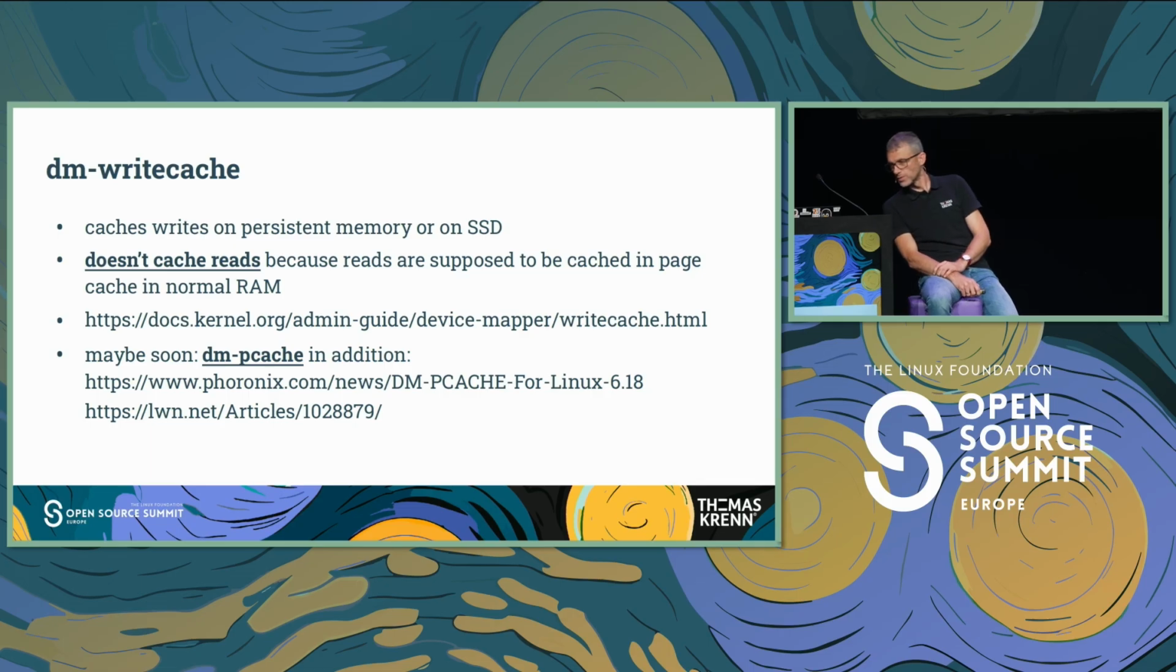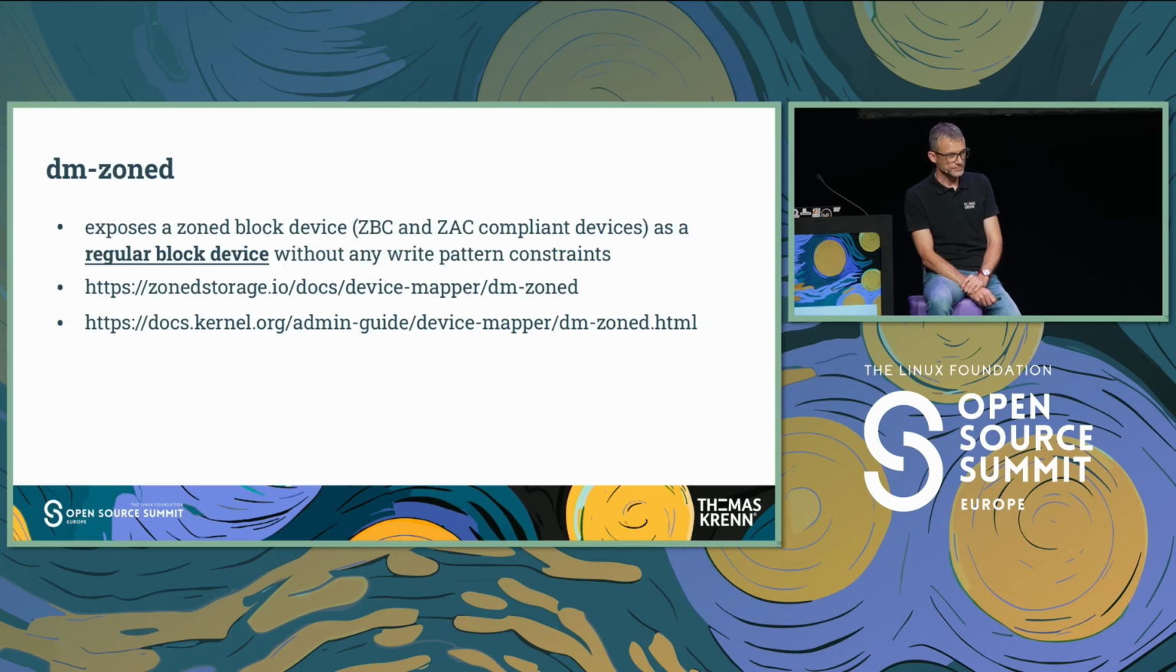Yeah, one or two are left for the production use. Write cache caches writes on a persistent memory or SSD, doesn't cache reads. Maybe there's soon another one, dm-pcache, and it's in discussion yet. It could be in 6.18 maybe. There are 2 articles on that here too, so watch out for this if you want to use a caching solution. There will be new ones in the future.